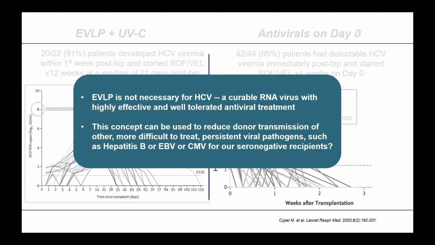Can we reduce donor transmission of the more difficult to treat persistent viral pathogens, such as what we're looking at now in terms of hepatitis B or EBV or CMV for our seronegative recipients?